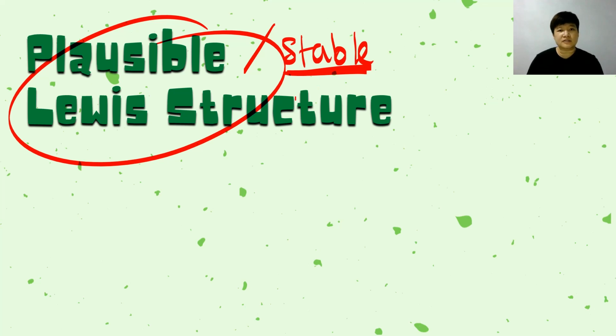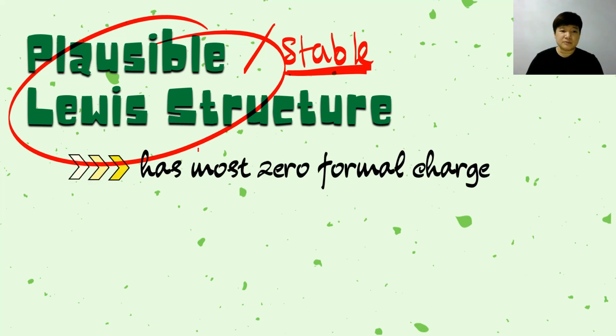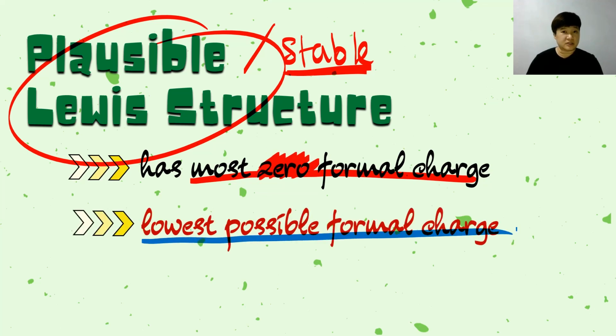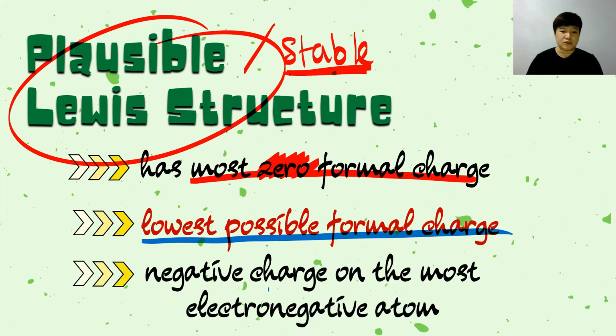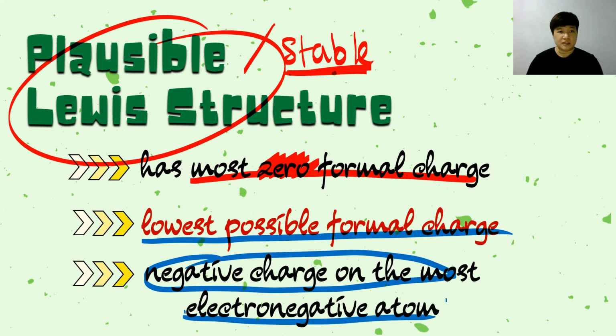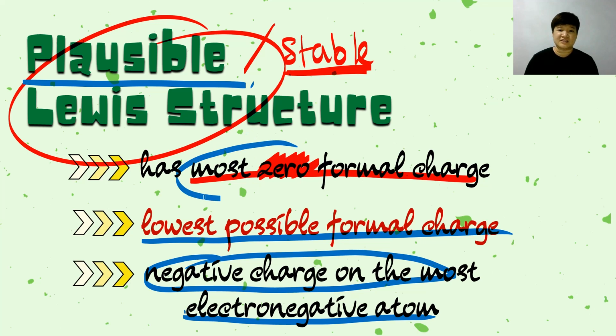How can we choose the most stable Lewis structure? The plausible Lewis structure must have the most zero formal charges. When you calculate your formal charge, we will choose the structure that has the most atoms with 0 formal charge, or the atoms with the lowest possible formal charge. Or we choose the one where the negative charge is at the most electronegative atom. There are a few ways to choose the most plausible Lewis structure, but most of the time we look at the most 0 formal charge. In other words, most 0, also the lowest. We are looking for the lowest possible formal charge.